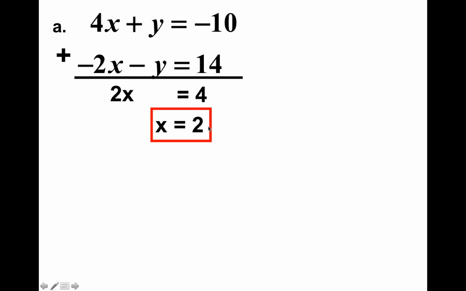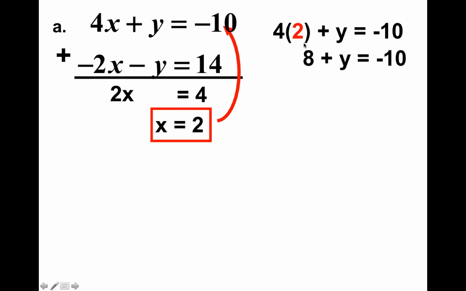Once you know one variable, you can plug it into either one of these equations to find the other one. Notice how the top one's more friendly because it doesn't have these negatives. So we're going to plug in the 2 for x in this equation, giving us 4 times 2 plus y equals negative 10.